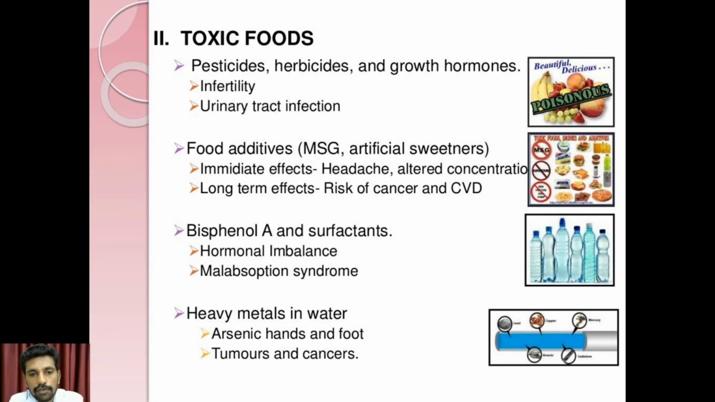Second, food additives. Monosodium glutamate, otherwise known as an artificial sweetener, comes under the category of food additives. It causes two types of effects: immediate effects and long-term effects. The first, immediate effects, include headache, altered concentration, etc. Long-term effects: the risk of cancer and cardiovascular diseases may arise due to toxic food consumed by humans.